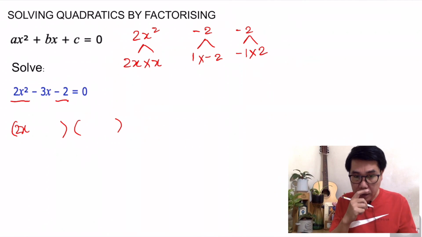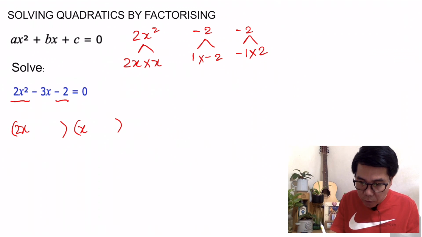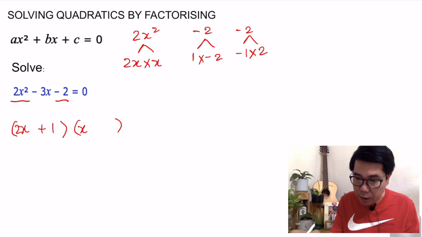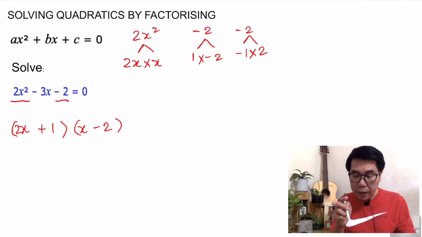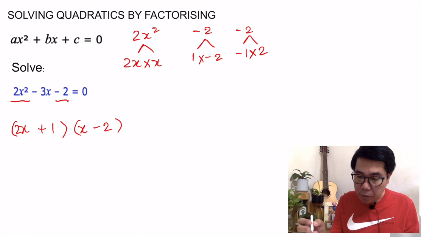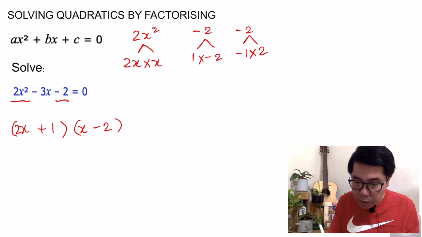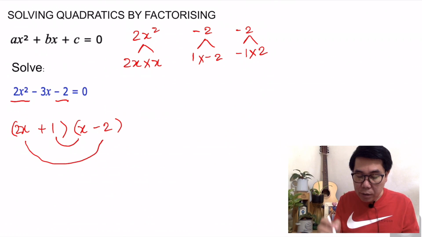Let's try this one. Let's try positive 1, and let's have negative 2. If you put them together, positive 1 times negative 2 gives us negative 2, correct? And then our target is to make the middle negative 3. So we have to use the product of this and the product of this, and then add together, and it must be the middle one.